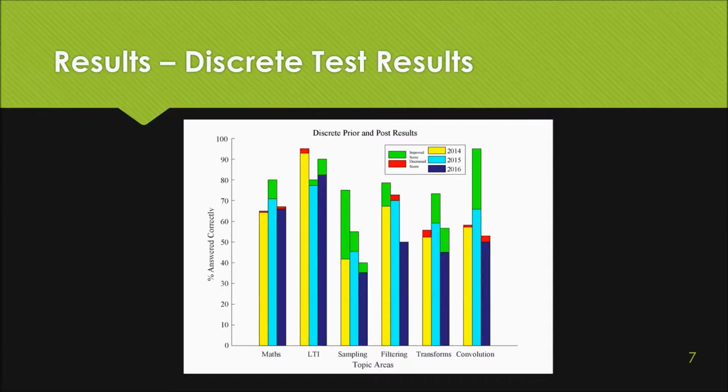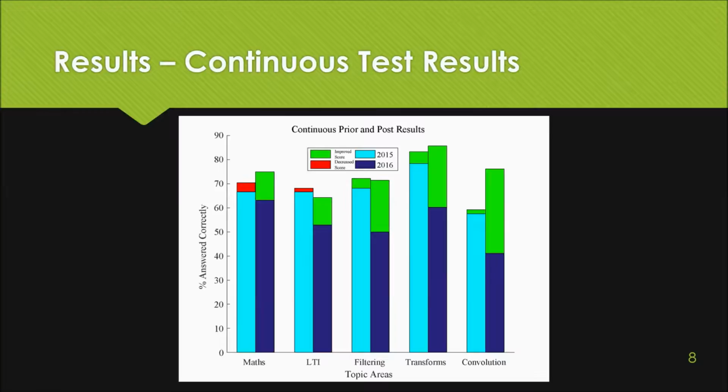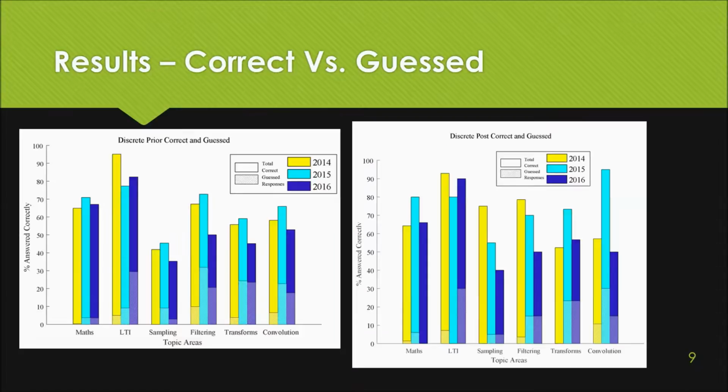This allows us to target areas which might have significant improvement, so things that were explained well, or ones that don't have much improvement, which could be targeted on. We chose to focus, for the rest of the study, on this topic area of sampling, due to its initially low scores and significant improvements as well. So we wanted to delve a bit more into this topic area. Here's the results across 2015 and 16 as well for the continuous test. We chose to focus just mainly on the discrete sampling area though.